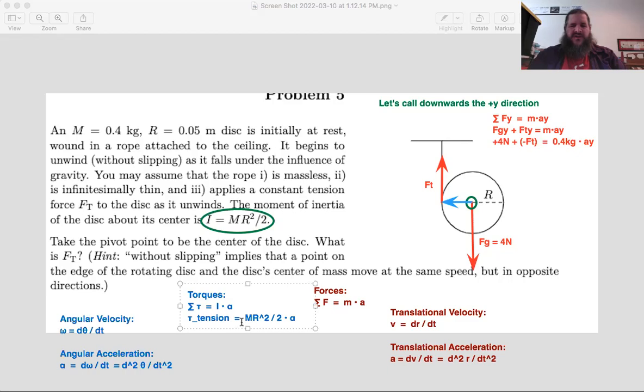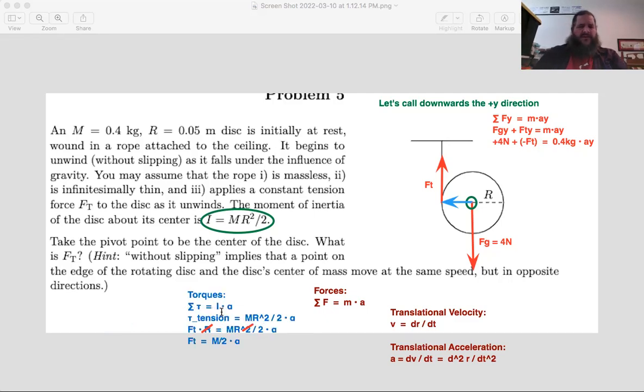So the torque from tension is just going to be the force of tension, which we don't know, times the moment arm, which is the full radius of the circle. That has to equal mr squared over 2 times the rotational acceleration. And we can simplify this a little bit, because what shows up on both sides here? The radius? Yeah, so we can divide both sides by r and cancel out one of the radii. So we get force of tension equals half the mass times the rotational acceleration.